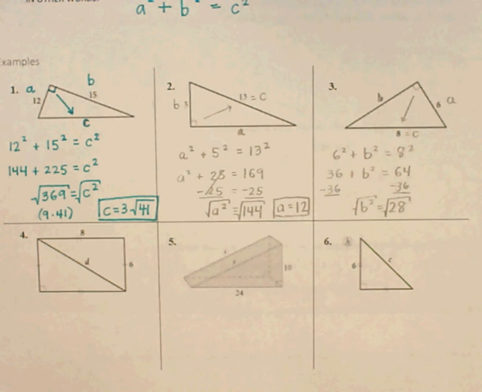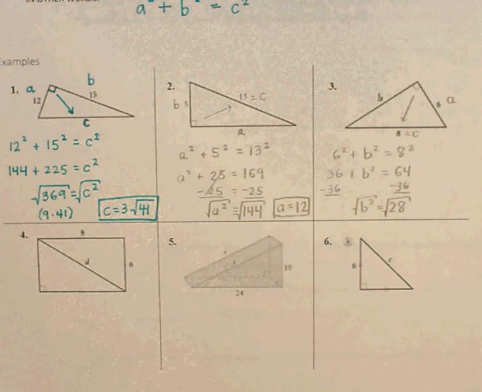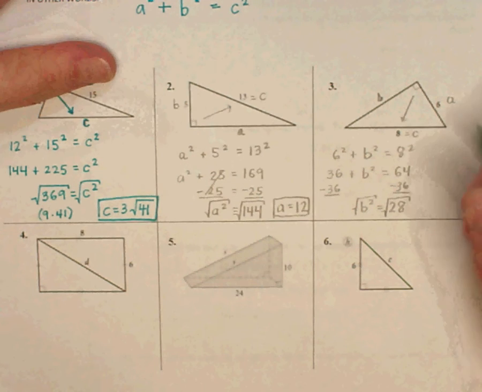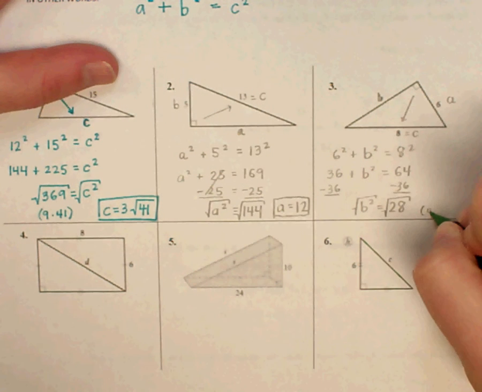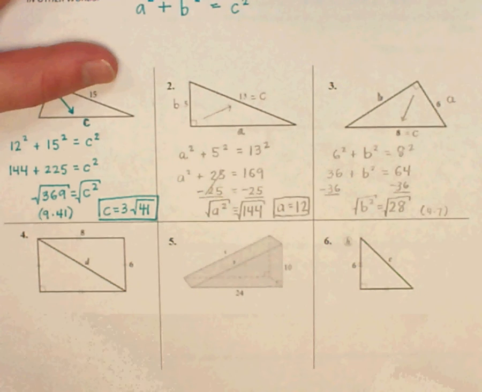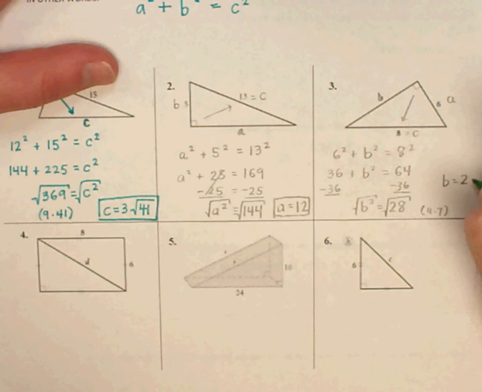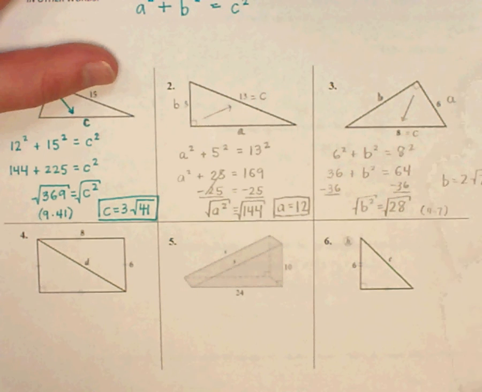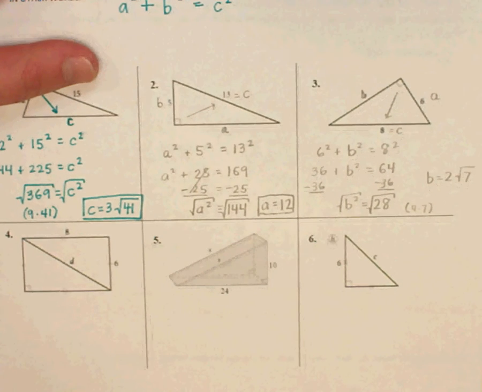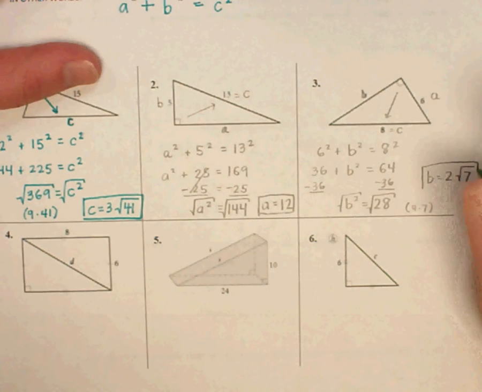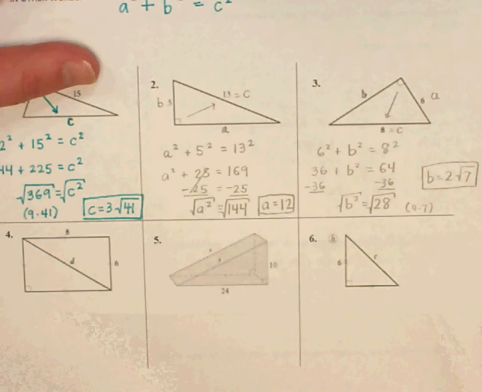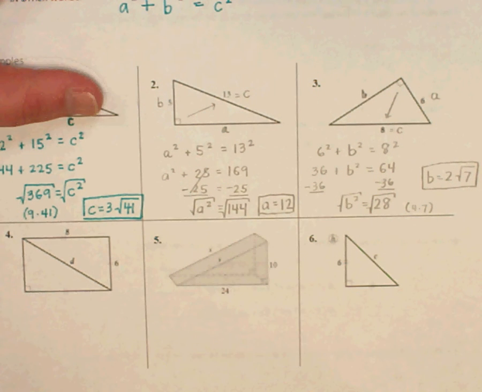Okay, and think about what perfect square goes into 28. Think about that for a little bit. If you said 4, you are correct. 28 is 4 times 7. Okay, and so the square root of 4 is 2, and we don't know the square root of 7. So 2 square roots of 7 is your final answer for number 3.